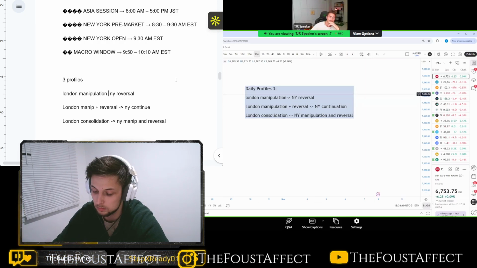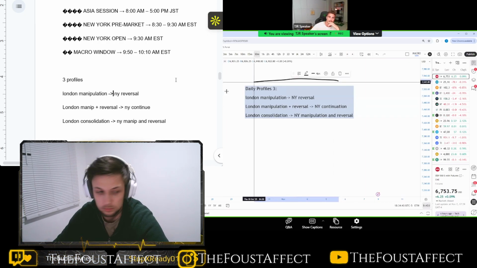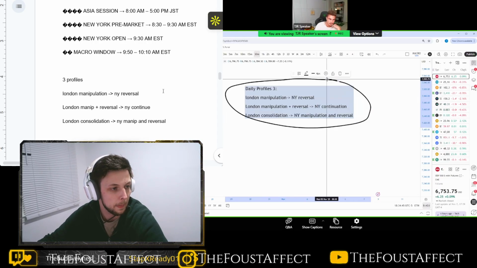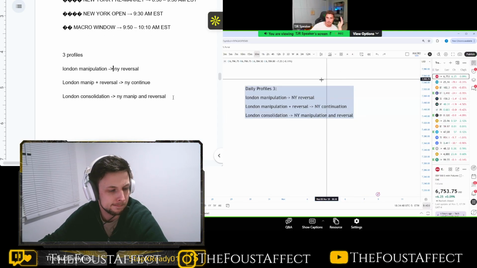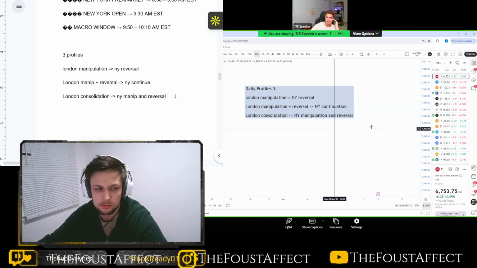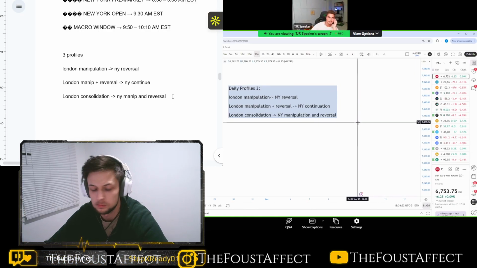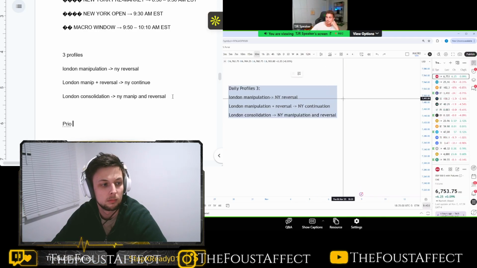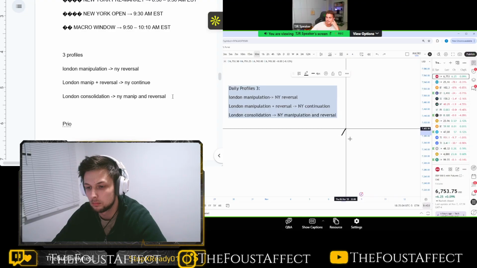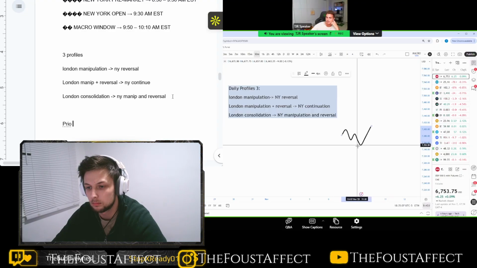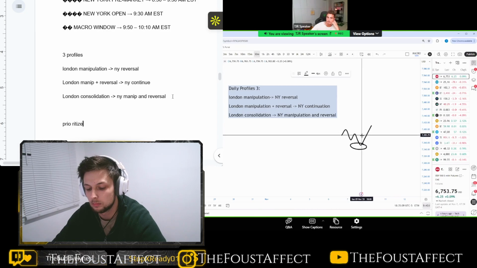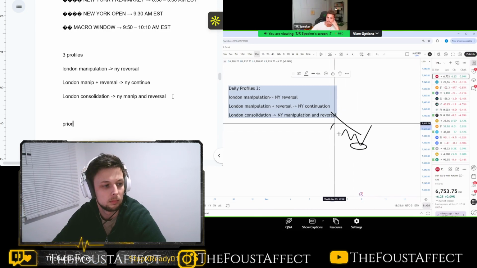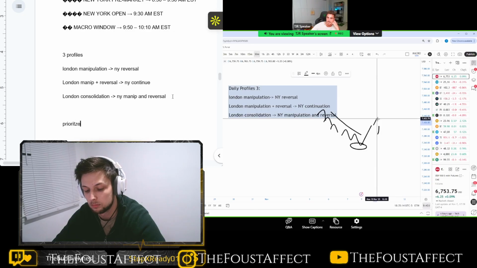And then on top of these daily profiles, we want to prioritize targeting low resistance, high time frame, significant draws on liquidity. Remember, we want to trade away from high resistance liquidity. So this is our high resistance liquidity, and trade towards low resistance liquidity. So if we have highs stacked up here, we want to be trading towards that.